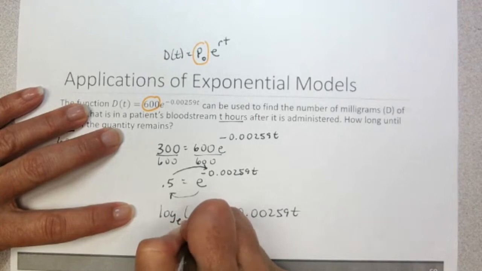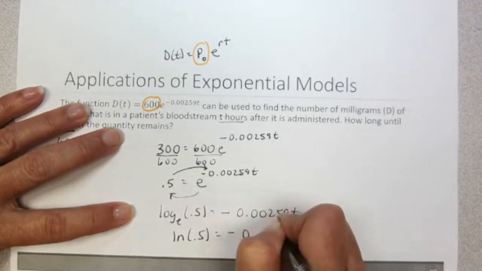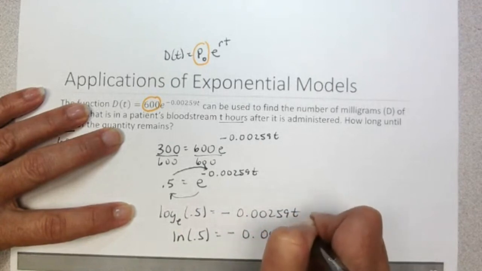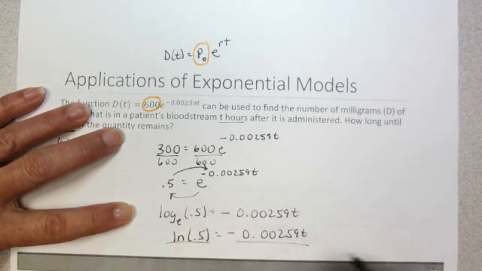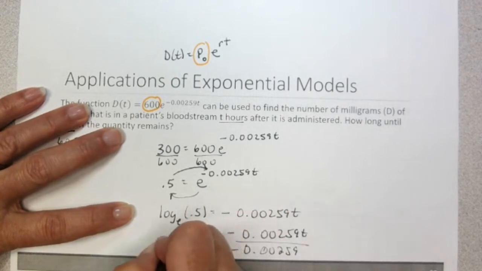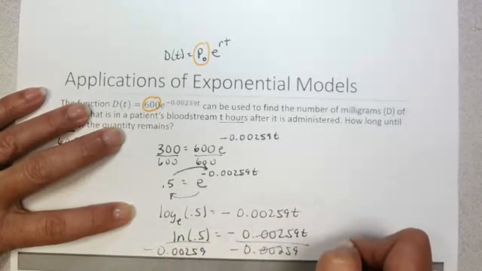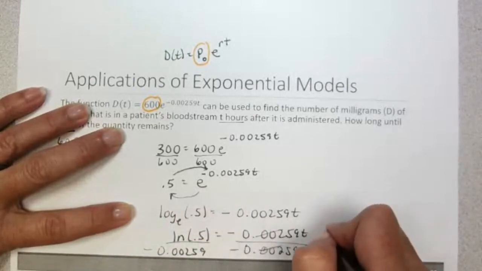Of course, log base e is natural log. So natural log of 0.5 is equal to negative 0.00259 t. And then to solve for t, I just need to divide both sides by negative 0.00259. So there's my exact answer.